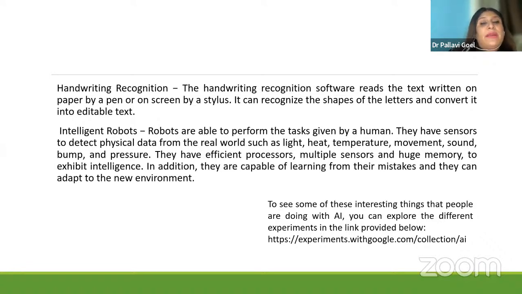Intelligent robots are able to perform tasks given by a human. They have sensors to detect physical data from the real world, such as light, heat, temperature, movement, sound, bump, and pressure. They have efficient processors, multiple sensors, and huge memory to exhibit intelligence. They are capable of learning from their mistakes and can adapt to a new environment.